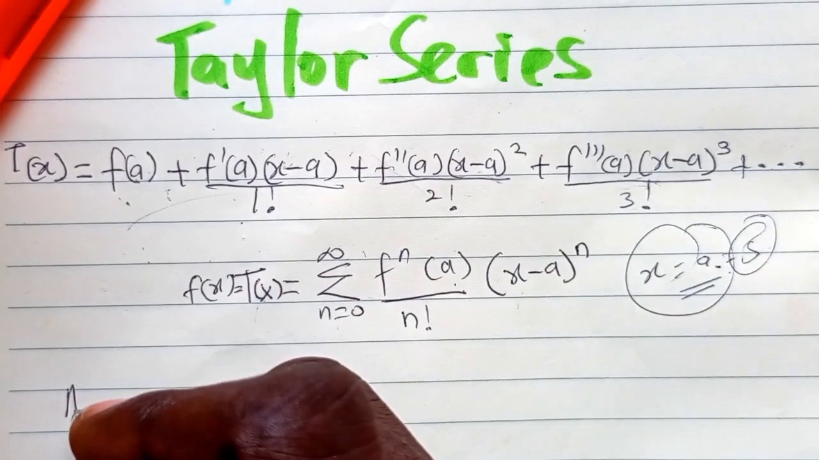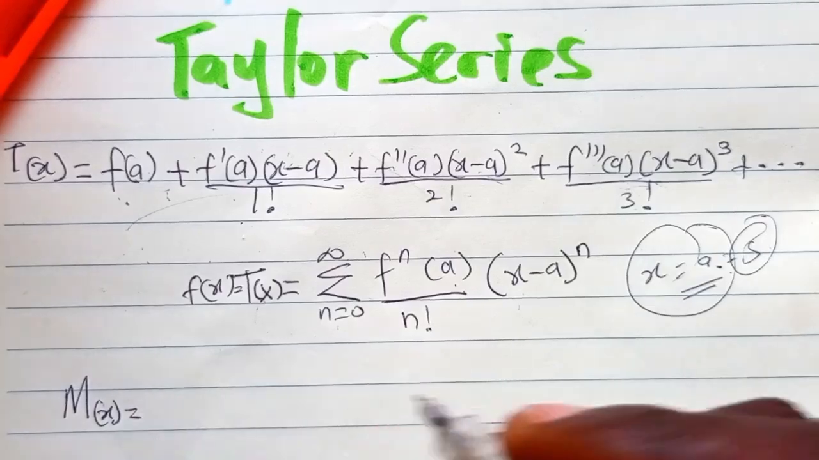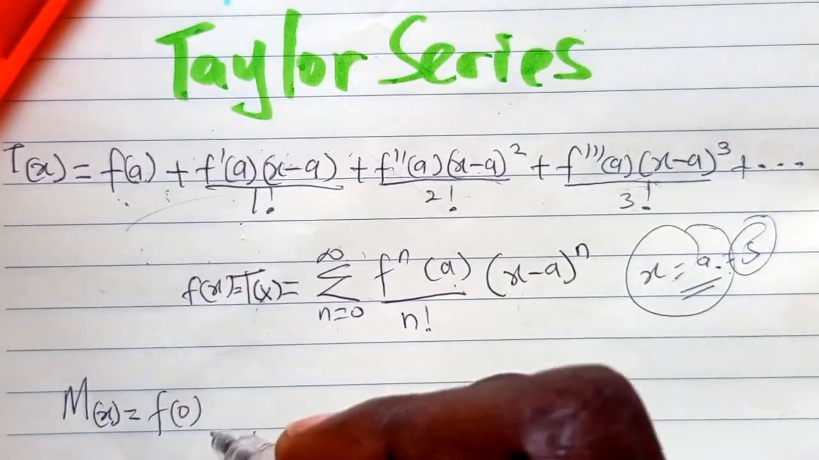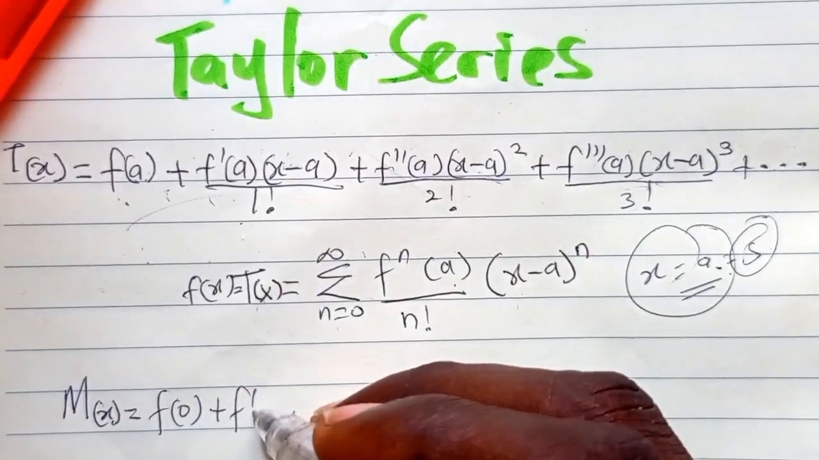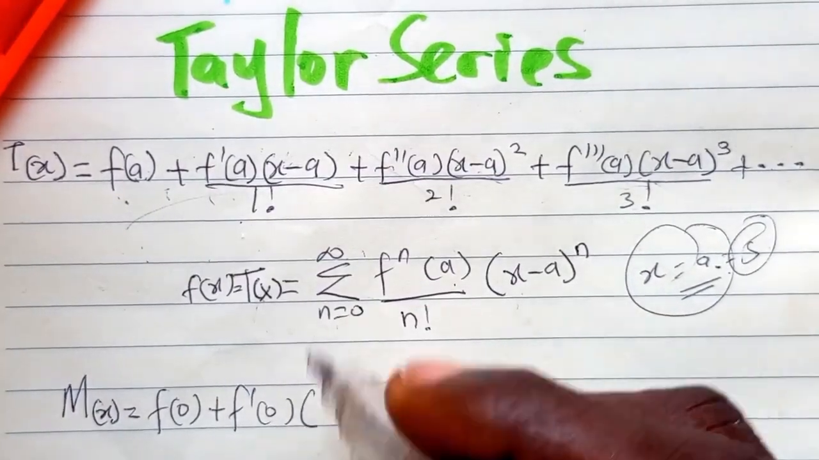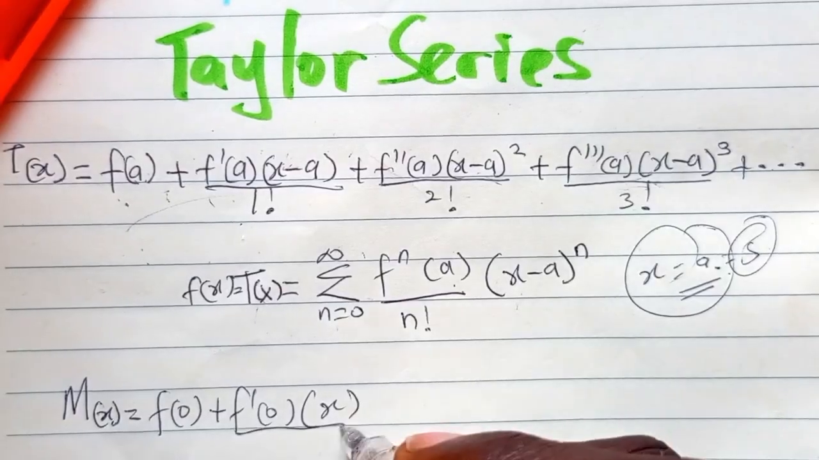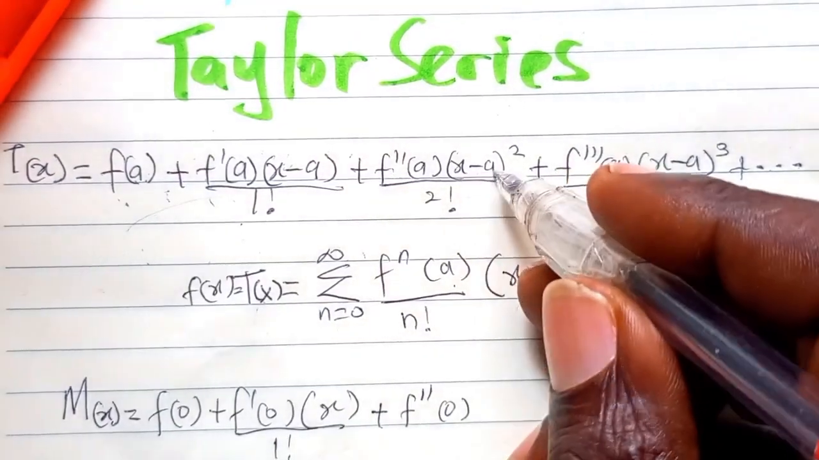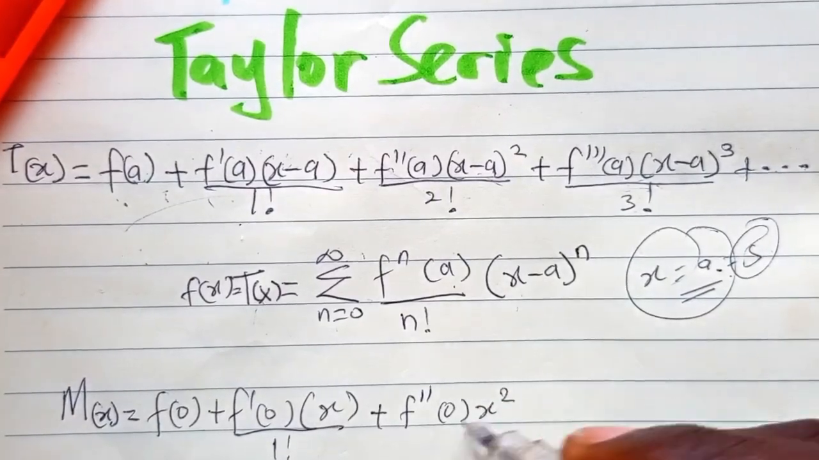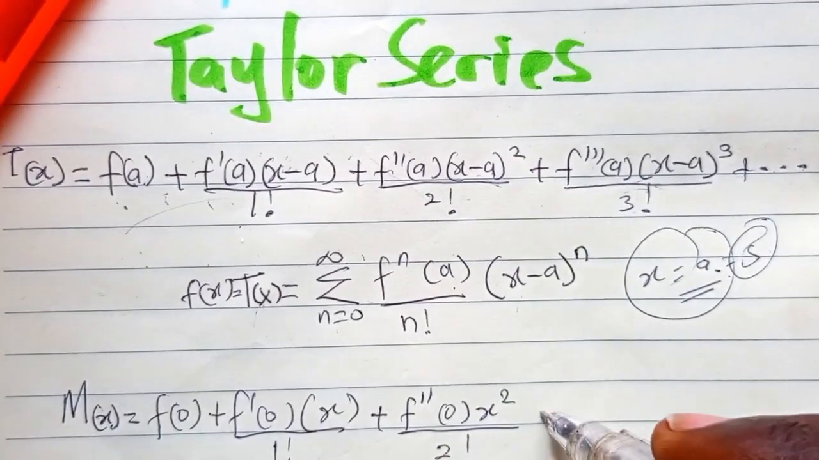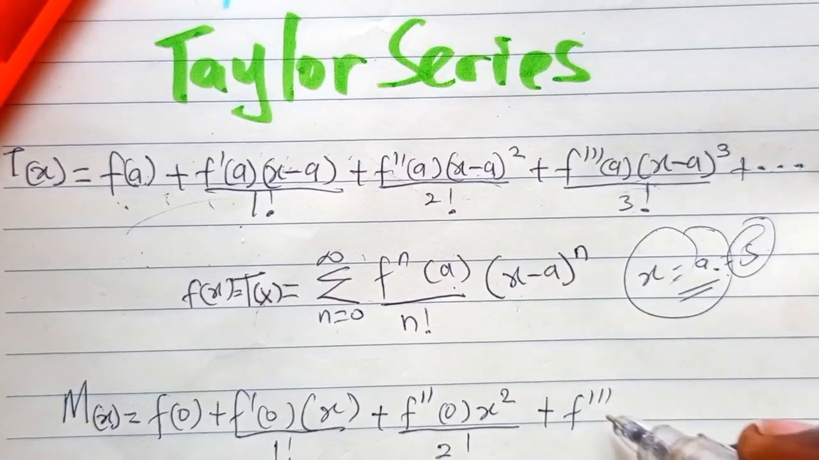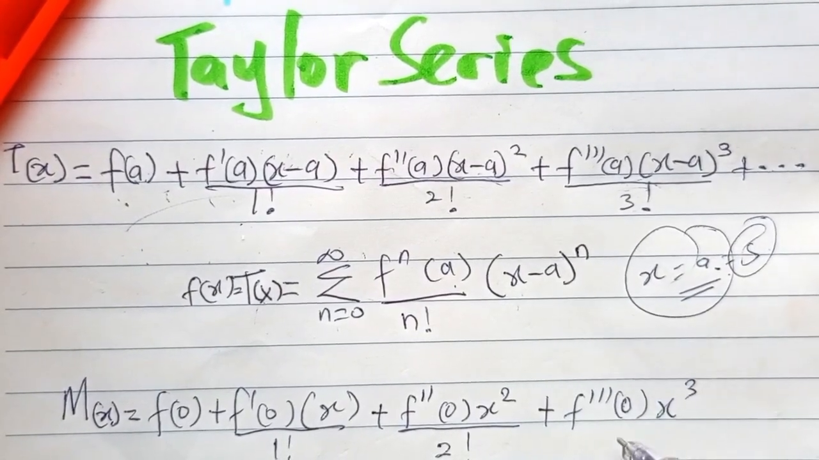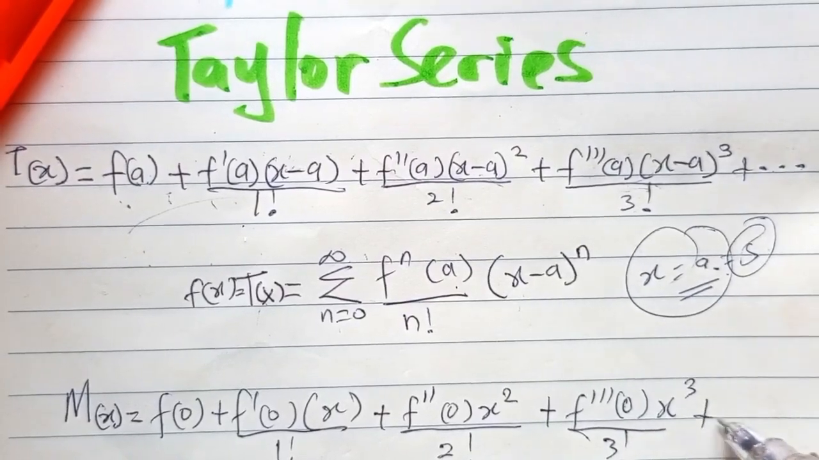So Maclaurin series will be M(x). Come here and put a as 0. That will be f(0), plus f prime of 0 times (x minus 0), which gives you x, divided by 1 factorial, plus f double prime of 0 times (x minus 0), which gives you x squared, over 2 factorial, plus f triple prime of 0 times x cubed over 3 factorial, plus and so on like that.